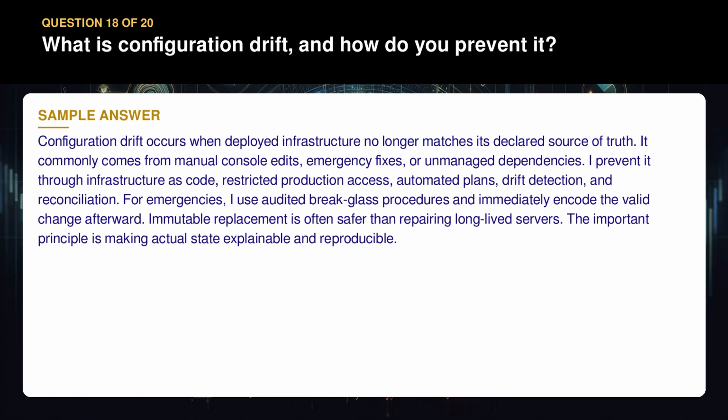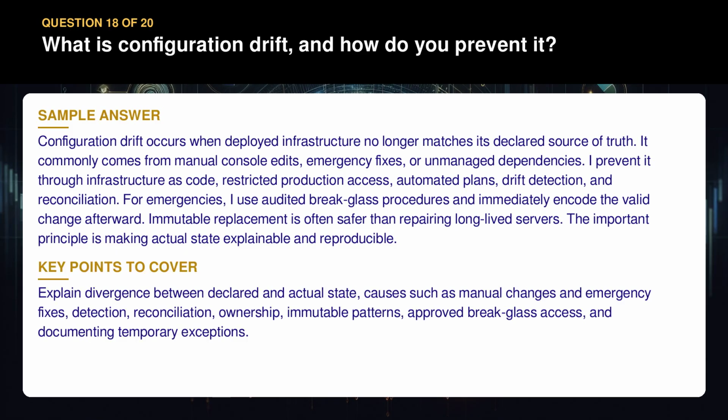Immutable replacement is often safer than repairing long-lived servers. The important principle is making actual state explainable and reproducible. Explain divergence between declared and actual state, causes such as manual changes and emergency fixes, detection, reconciliation, ownership, immutable patterns, approved break glass access, and documenting temporary exceptions.